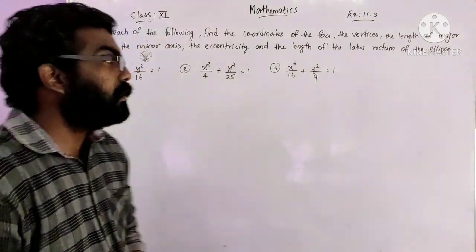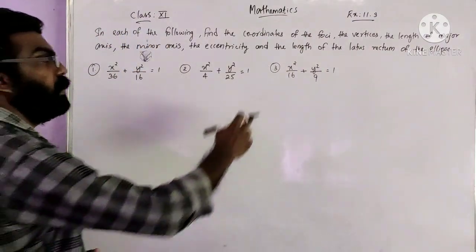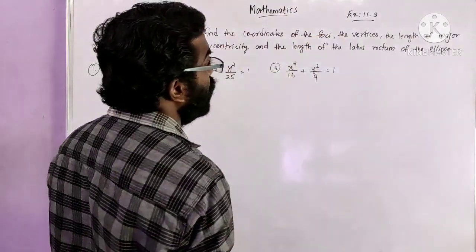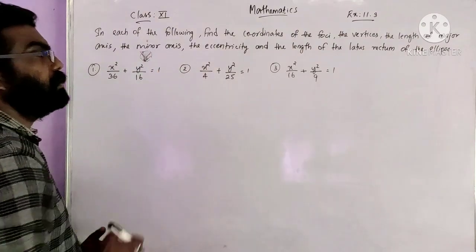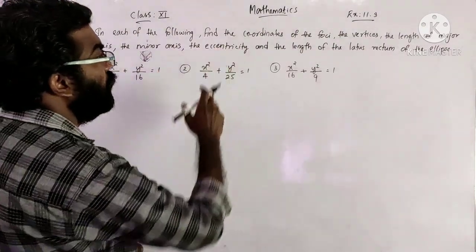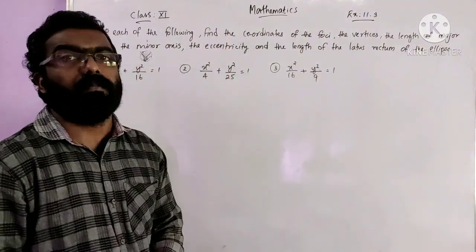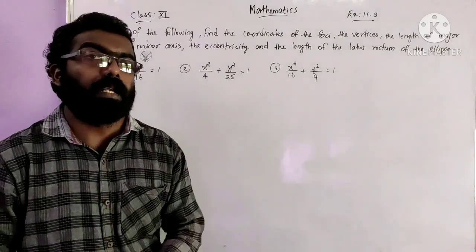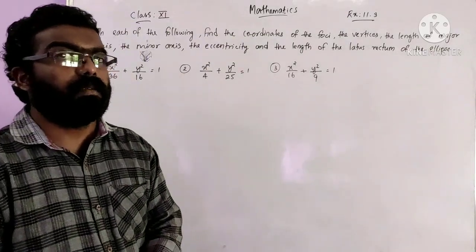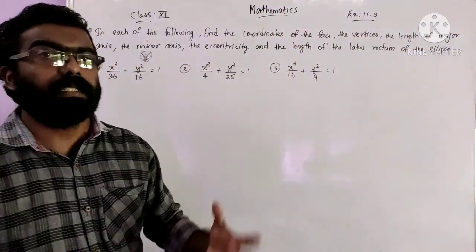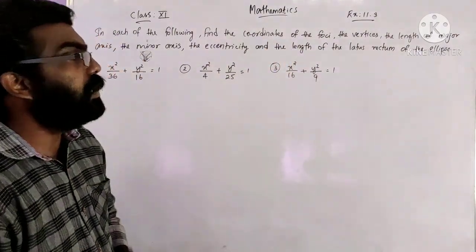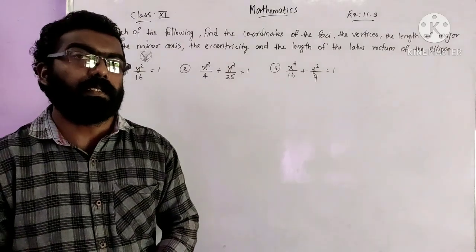Here the question is, in each of the following, find the coordinates of the foci, the vertices, the length of the major axis, the minor axis, the eccentricity and the length of the latus rectum of the ellipse. Here we are given equations of ellipses. We have to find the coordinates of foci, vertices, length of major axis and minor axis, then eccentricity and length of latus rectum.